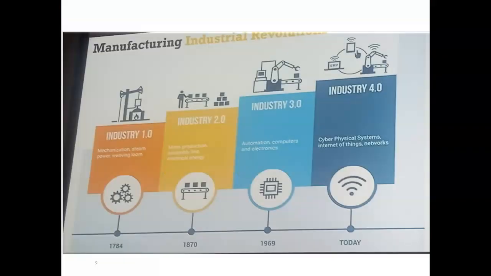So we said information systems, what they do is they collect information and they distribute that information out to the organisation. We then went on to talk about the four industrial revolutions that have happened.